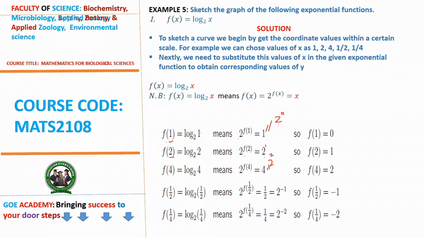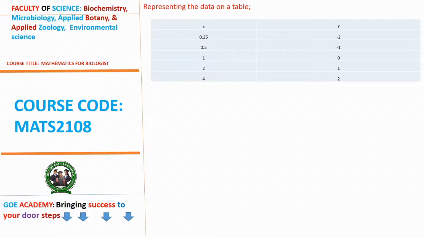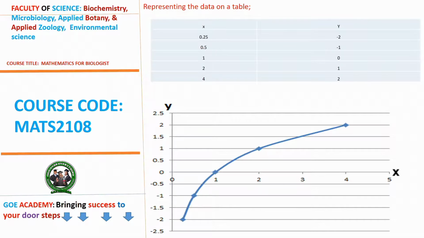Same thing here. When we have a half, we have 2 raised to the power f of a half. A half is the same as 2 raised to the power minus 1. Bases are the same, we equate the power. So f of a half equals -1. Same thing here, we have -2. I believe that was well understood on how to get the corresponding values of x and y. If you want to represent the data on a table, we have something like this, and if you plot the curve properly, you will end up with something of this form.